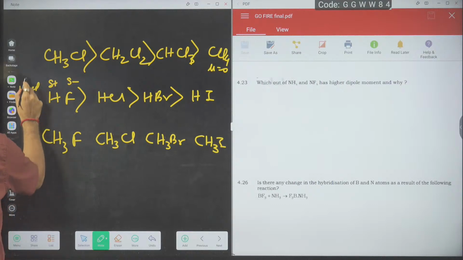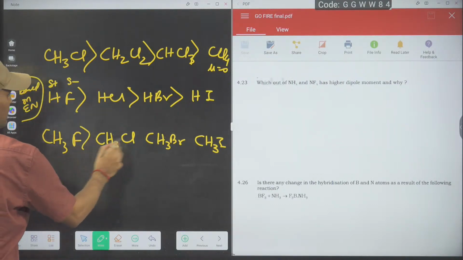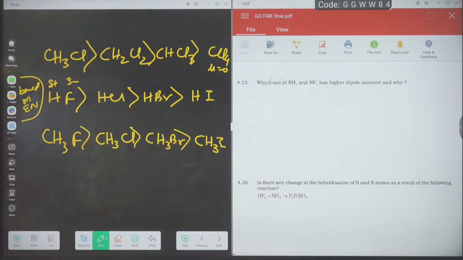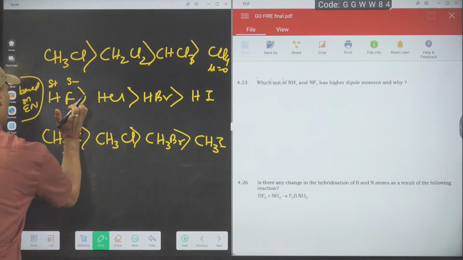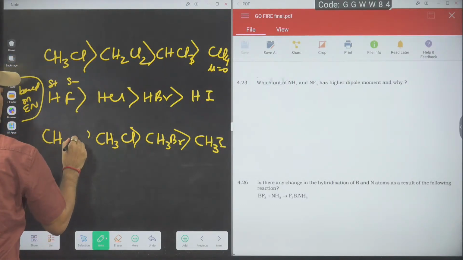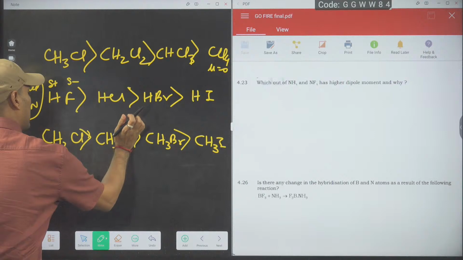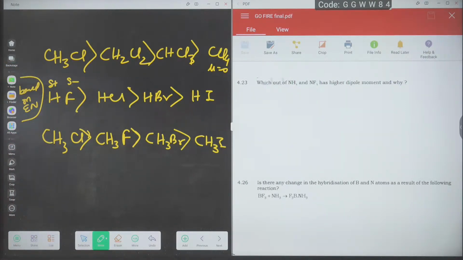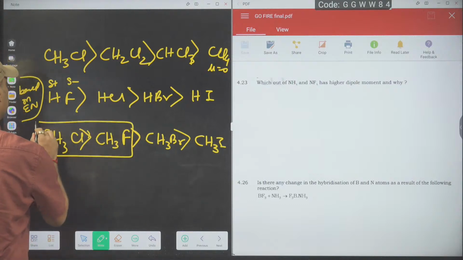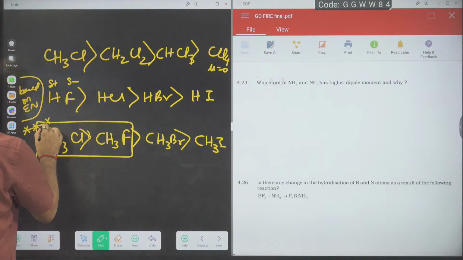So people apply the same point here also. Okay, sir, like this I will do then. But we know this is something exceptional. Who is more? Chloride is more than fluoride. CH3Cl is more than CH3F. Very, very important.